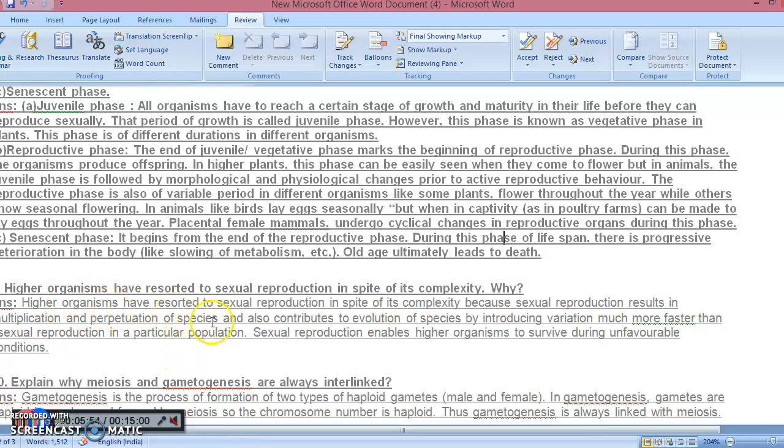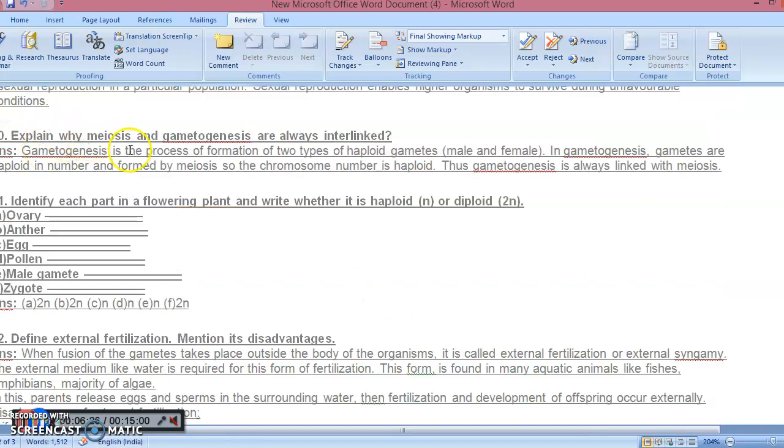Higher organisms have resorted to sexual reproduction in spite of its complexity because sexual reproduction results in multiplication and perpetuation of species, and also contributes to evolution of species by introducing variation much faster than asexual reproduction in a particular population. So sexual reproduction enables higher organisms to survive during unfavorable conditions. Then explain why meiosis and gametogenesis are always interlinked.